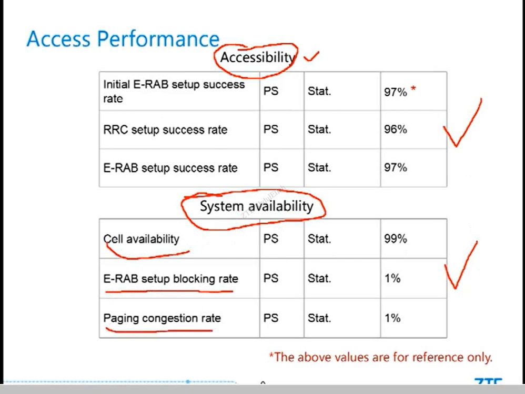And the second one is accessibility. This is more exact and more accurate. It includes the ERAB setup success rate, the RRC setup success rate, and the ERAB setup success rate. So normally we use those three, right? So normally these are what we often use to evaluate access.